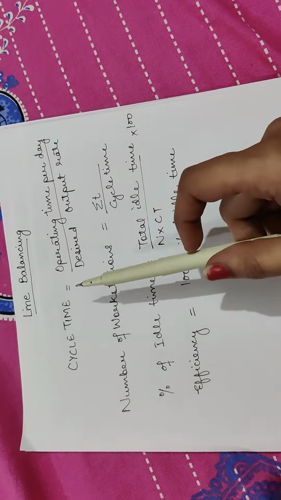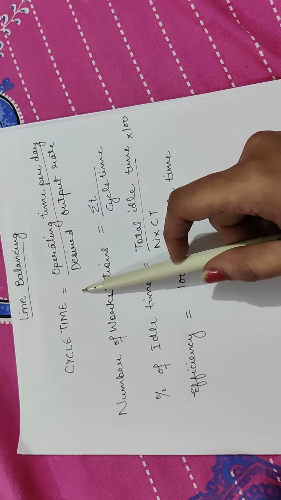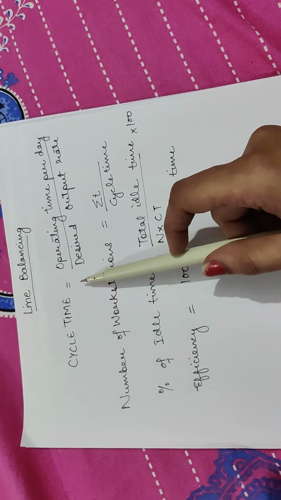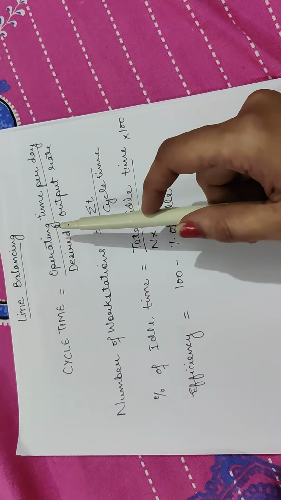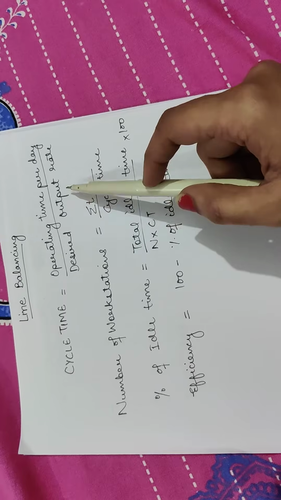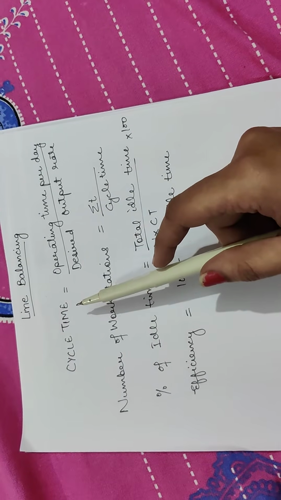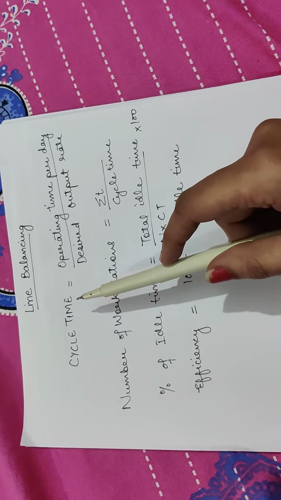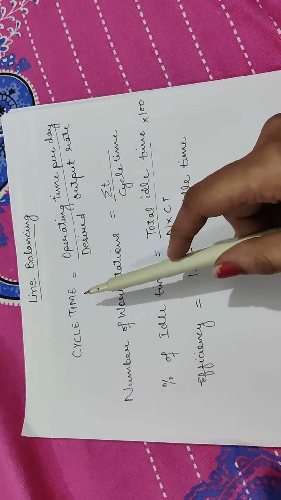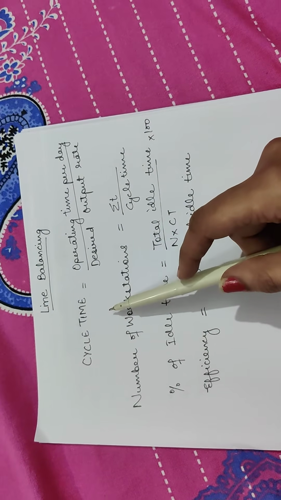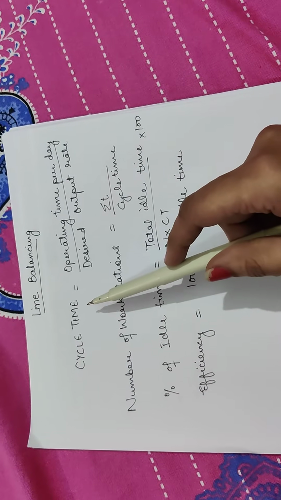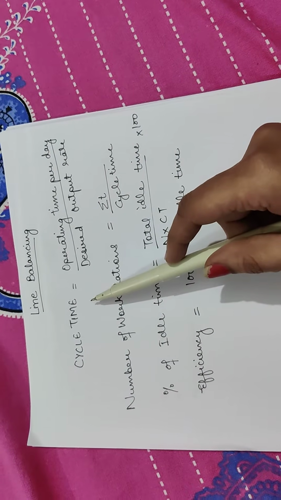So the first formula is of the cycle time, which is required in the question. Cycle time is operating time per day divided by desired output rate. Now what is cycle time? This is the maximum time period that every workstation is allowed, and the tasks which are assigned to those workstations need to complete the task within that much time period. So that is known as cycle time.